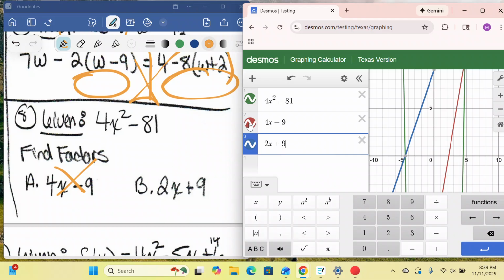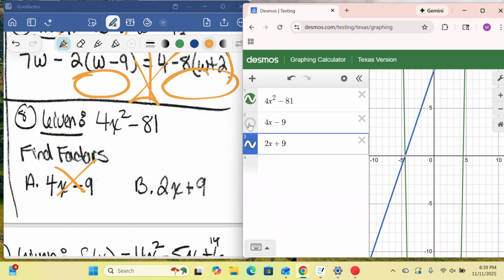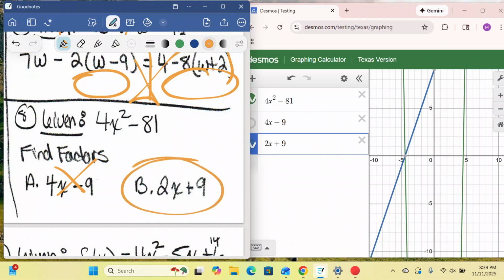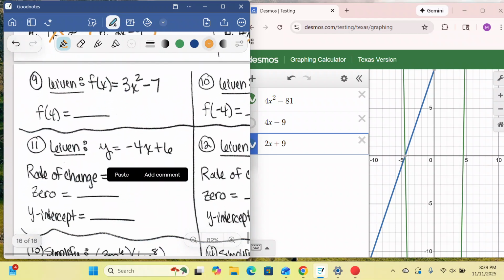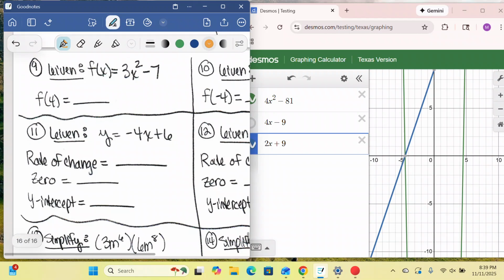And my blue does go through my x-intercept, so that one is a factor. So yes to this one, happy face. Once again, in order for it to be a factor, it has to go through the x-intercept of the quadratic. Okay, now we're going to go on to problem number 9.